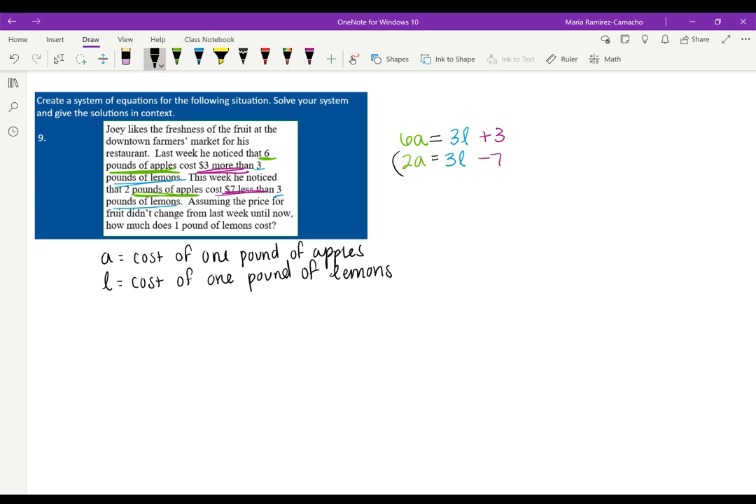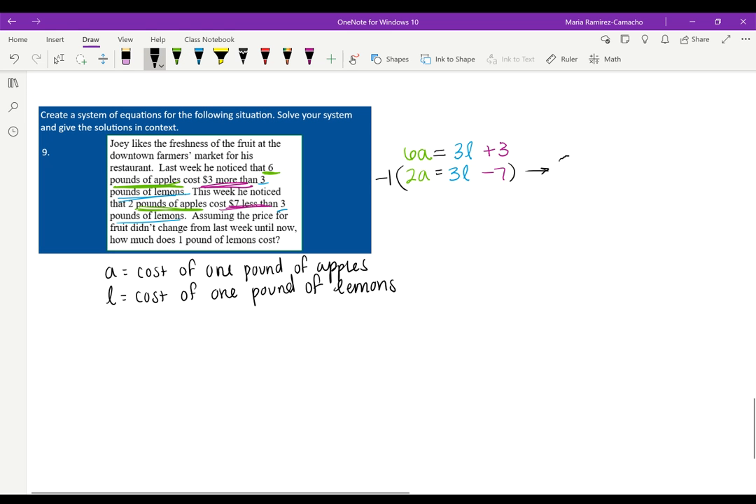So I'm going to multiply this entire bottom equation by -1. So now I've got negative 2A equals negative 3L. And then I had -7 before, but now I've got +7. And that top equation is going to stay the same.